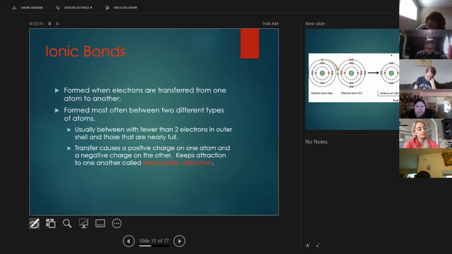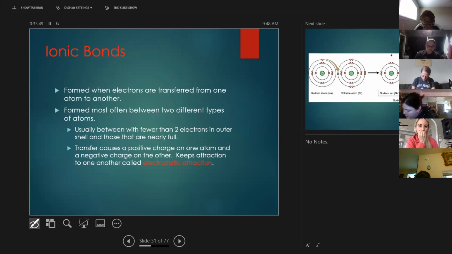All right, the second bonding possibility is ionic bonding. And so we know already by definition what is an ion. An ion is when an atom has gained or lost an electron.